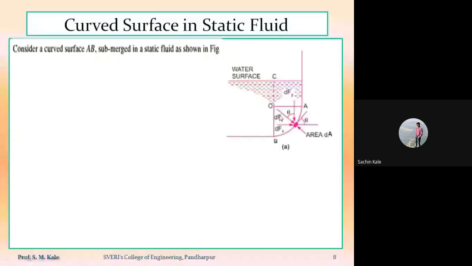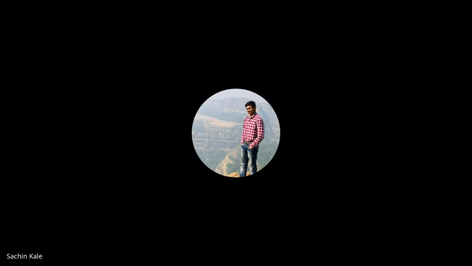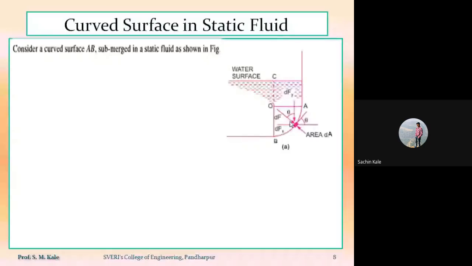that pressure force always acts perpendicular to the area dA. So the pressure force acts in the perpendicular direction to the area dA. As we have seen, the angle made by area dA with the horizontal is theta, so the angle made by the dF force with the vertical is 90 minus theta.